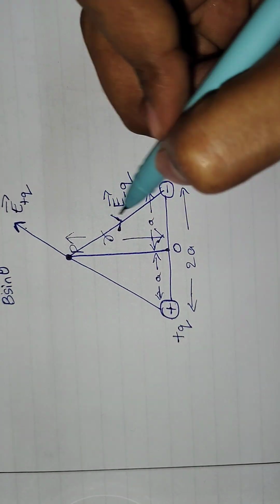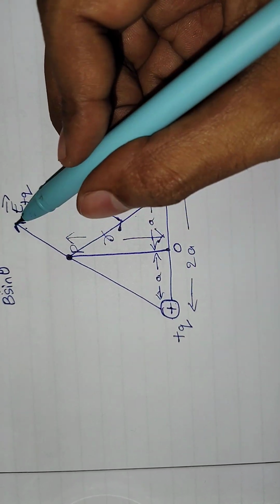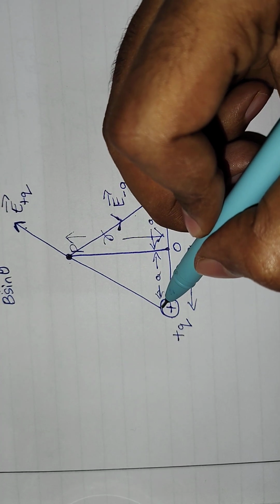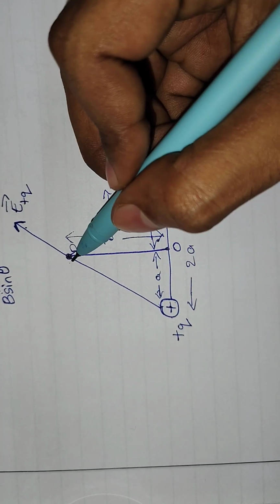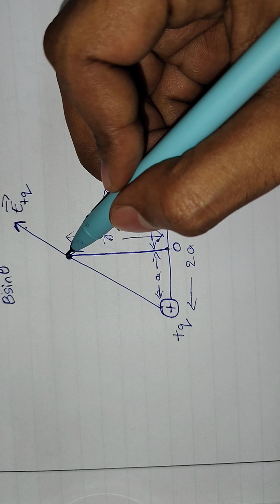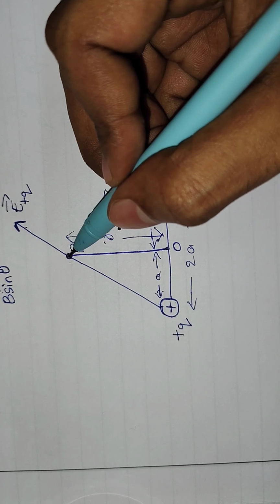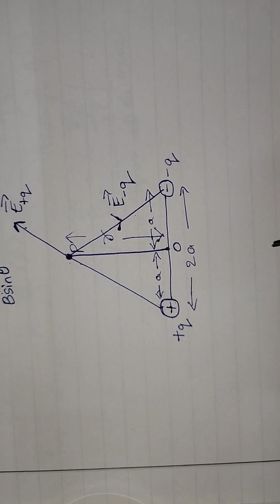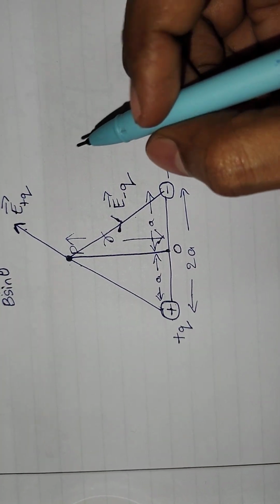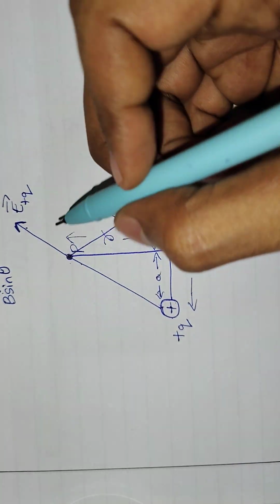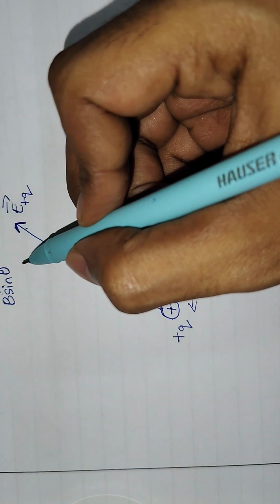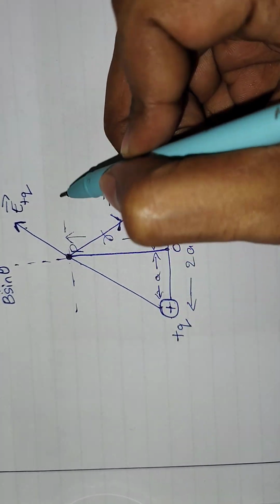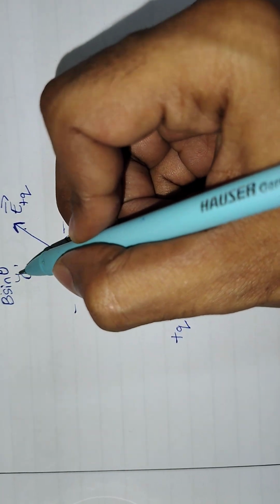From Coulomb's law, this vector should always lie on the line joining the two points you are considering. Here, plus charge q and point P, this is the line joining. This vector should lie on this line. Since it is positive, I have drawn it in this particular direction. Now, just imagine the xy coordinate system here. Let me draw one xy coordinate system.